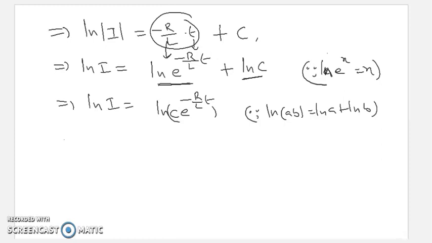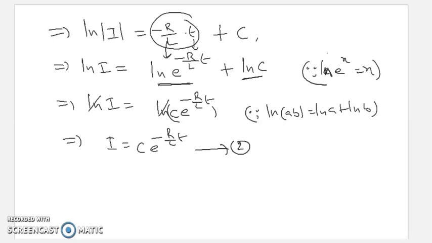Now here, that implies, so on both sides ln is there, so we can cancel ln. What is the remaining value? I is equal to c e power minus R by L into t. This is our general solution.